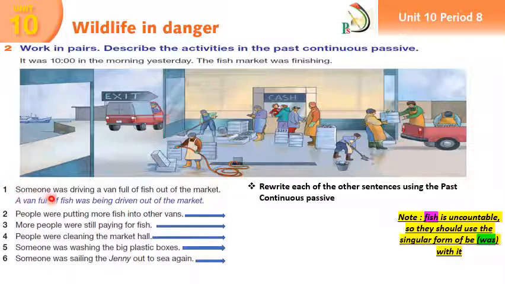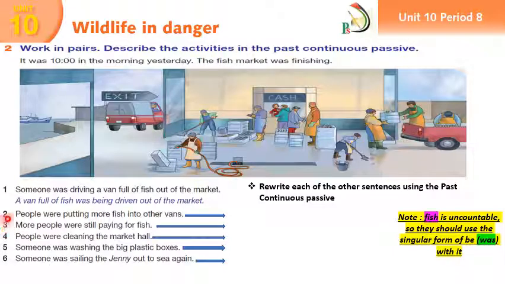Number 1: Someone was driving a van full of fish out of the market. A van full of fish was being driven. Driven is verb 3, the past participle: drive, driving, driven. Note: fish is uncountable, so we should use the singular form of be, was, with it.